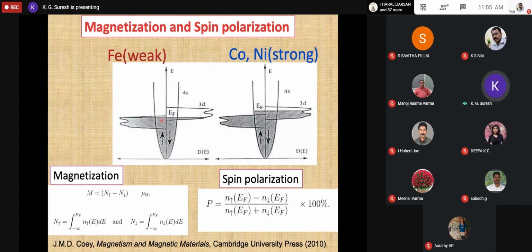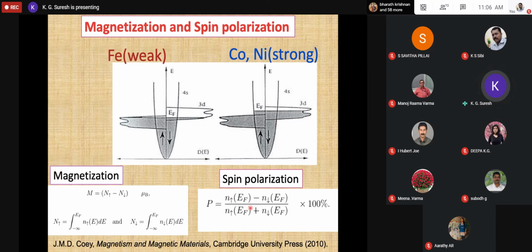Now what happens is at the Fermi level, the density of states for the 3D electrons and 4s electrons together is not exactly the same for the up spin and down spin. Whereas in an unpolarized band structure, it will be exactly the same. But now there is a difference, and that difference is what gives rise to the magnetization, because the cancellation doesn't happen. Therefore, there is a net magnetic moment given by this. That is what is shown here. Similarly, spin polarization is defined in terms of the difference in the density of states at the Fermi level for the up spin band and the down spin band. That is what is shown here.